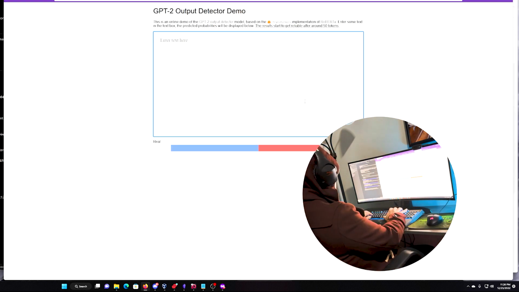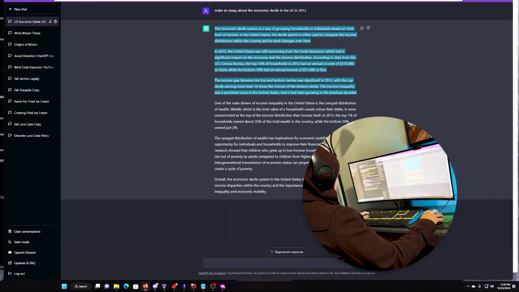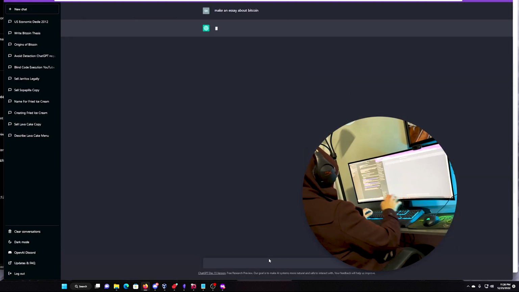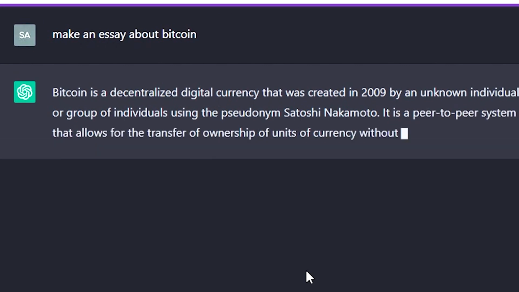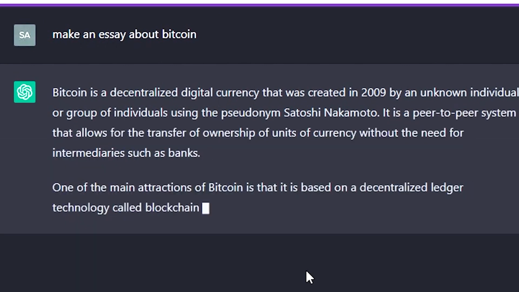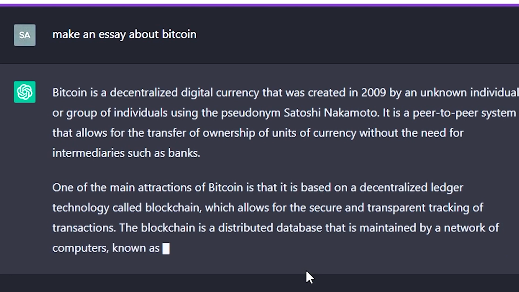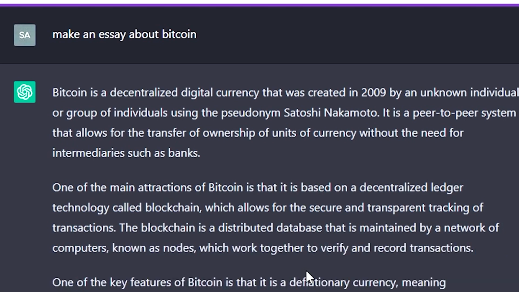In summary, there are a few different techniques you can use to detect if someone is using ChatGPT or a similar language model to generate text. By looking for repetitive patterns, contextually inappropriate responses, and unnatural language, you can help identify machine-generated text.